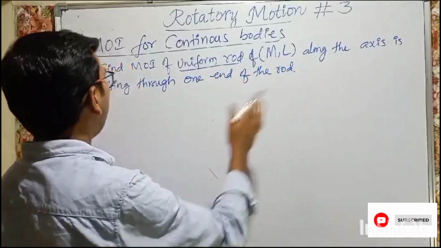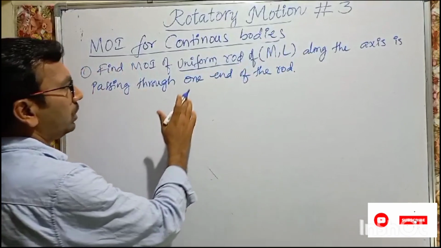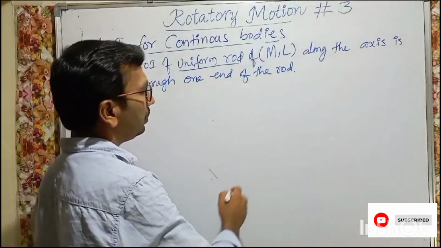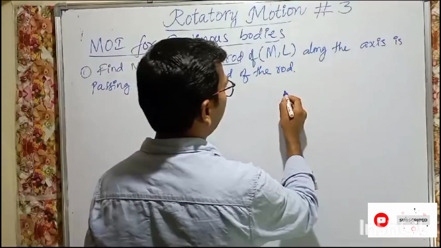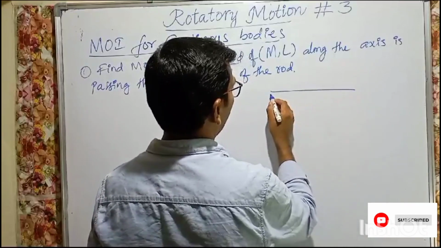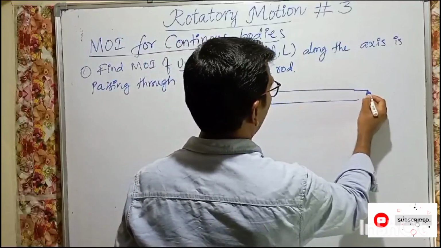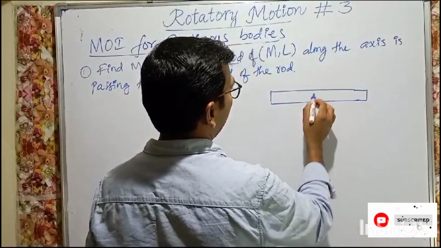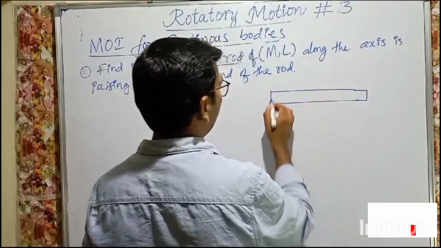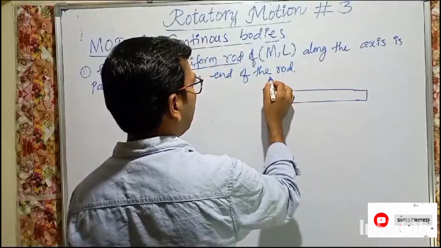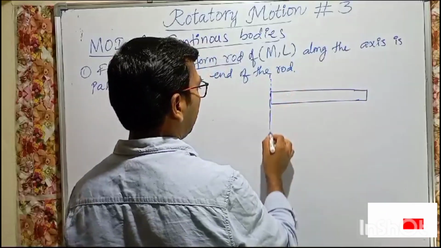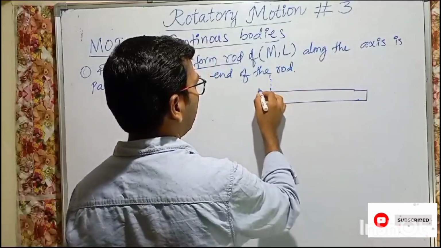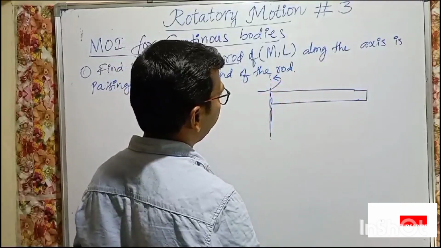So an example: find the moment of inertia of a uniform rod of mass m and length L along the axis passing through one end of the rod. Suppose I consider one uniform rod of length L and mass m. I will consider this axis passing through one end. This is the axis of rotation.